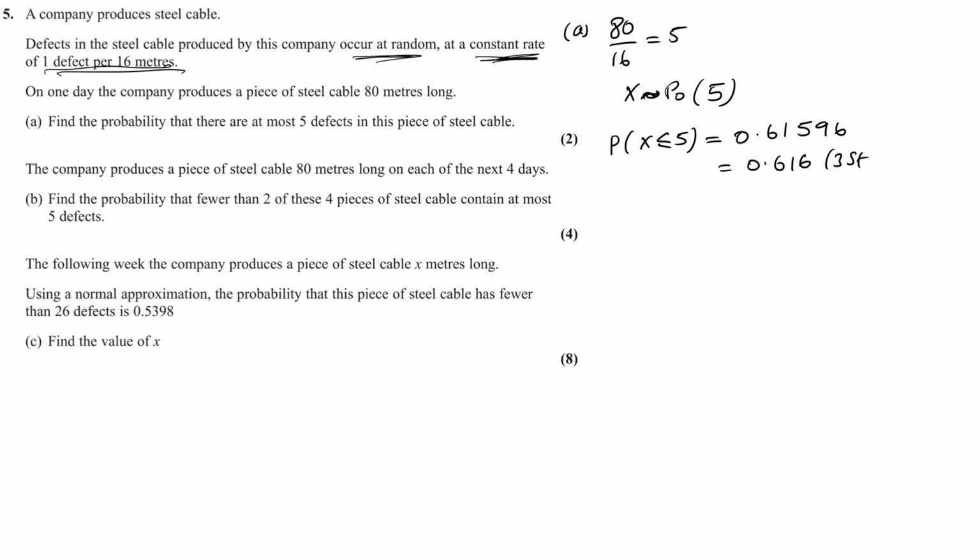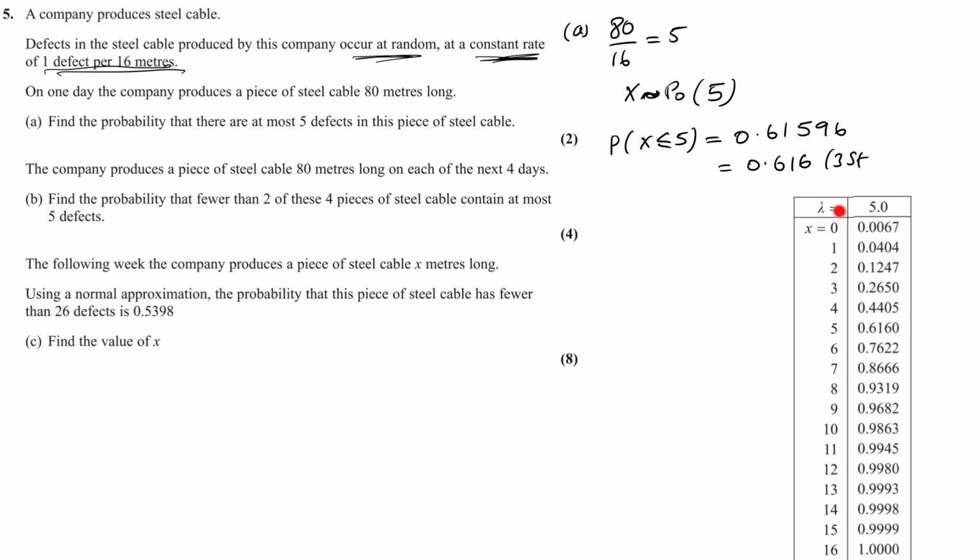Now, if you want to use the tables, quite straightforward. Obviously, your lambda, you want your 5. I've obviously just got it next to them there. And then we'll highlight this in green. So you want less than or equal to 5. So here we are. 0.6160, which, as you can see here, 4 decimal places, that is what we would have. Okay, so just as easy with the tables.